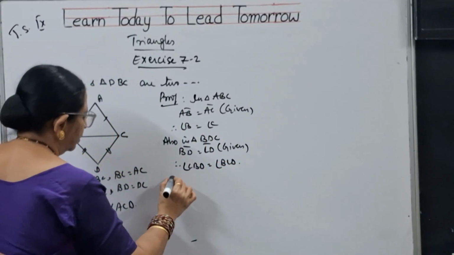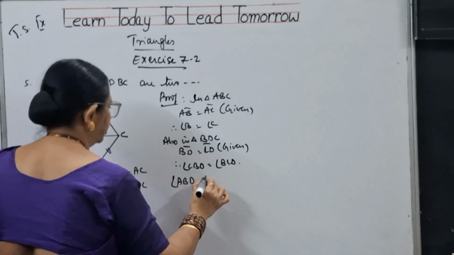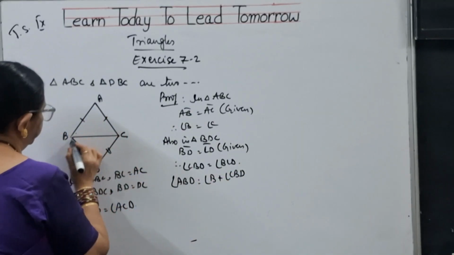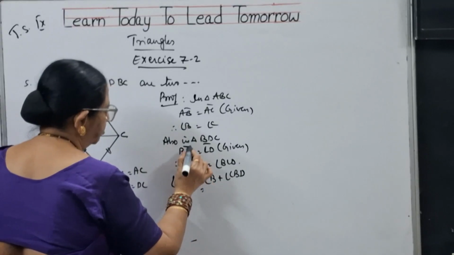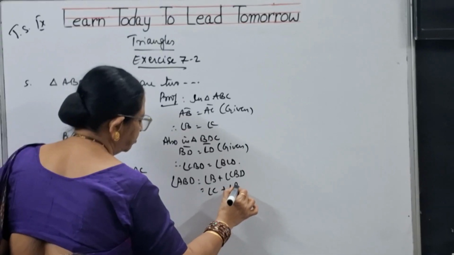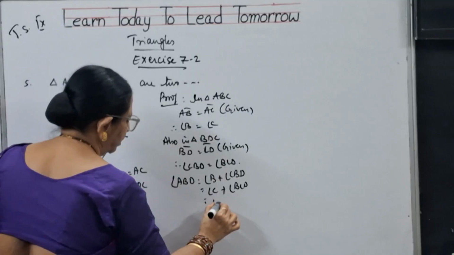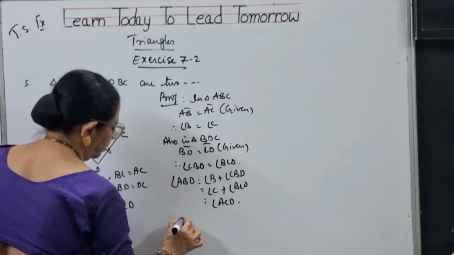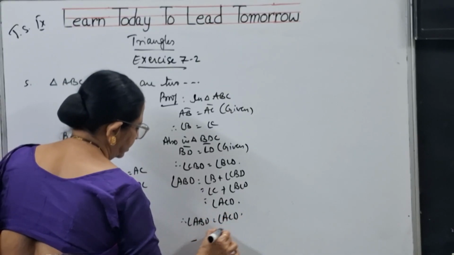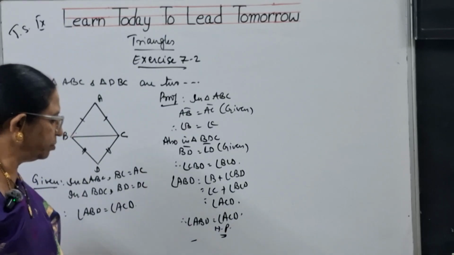Now, angle ABD is nothing but angle B plus angle CBD. Angle B is nothing but angle C, angle CBD is nothing but angle BCD. So angle C plus angle BCD is nothing but angle ACD. Therefore, angle ABD is equal to angle ACD. Hence, proved. This is the proof for this problem, children.